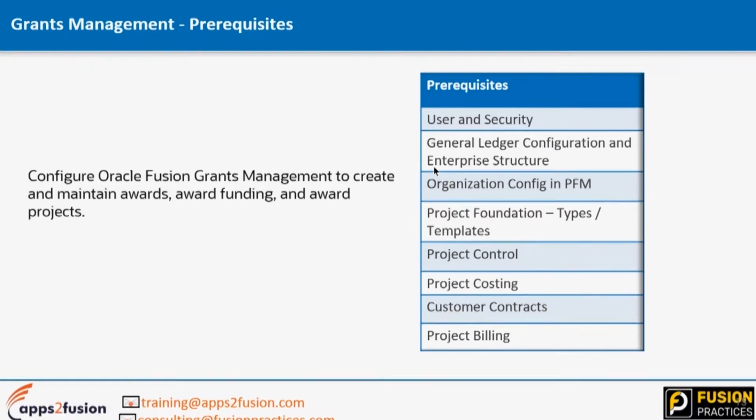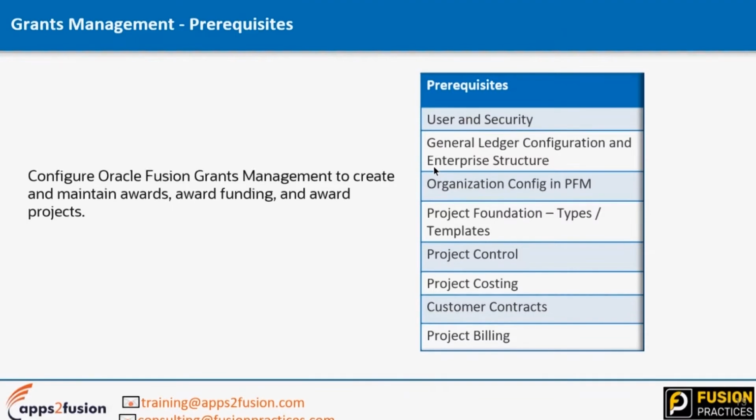Then we have organization configuration. The departments are configured in HCM, and those departments we have to classify. HCM may have hundreds of departments, right? But not all departments will have project creation and all these things happening. So we have to specifically see which departments will be using projects. We have to configure those departments or organizations in project financial management, which is called PFM.